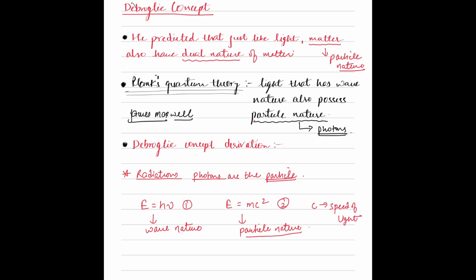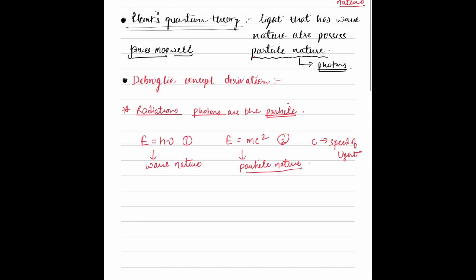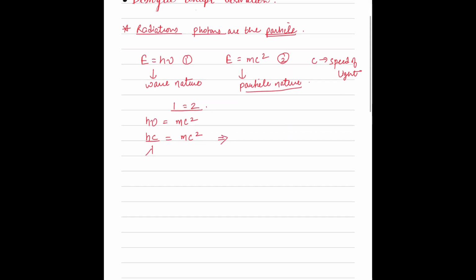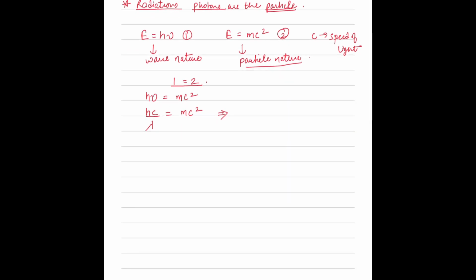Since both energies are related to a single entity, that is the radiation, what do we do? We equate the first equation with the second. So on equating, what do we get? We get h nu is equal to mc square. Since nu is frequency, which is also equal to c by lambda, so hc by lambda is equal to mc square. Now from here, simply one c will cancel, so the remaining thing is h by lambda is equal to mc, which finally comes out to be lambda is equal to h upon m into c. This is the final equation which we obtained.